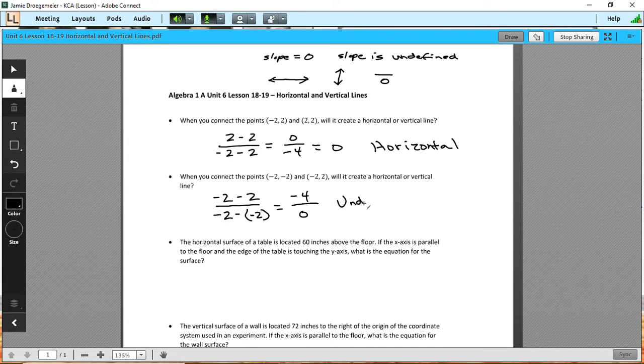That means that this has an undefined slope because we can't have 0 in the denominator and get a rational number. And so undefined slope tells us that this is a vertical line.